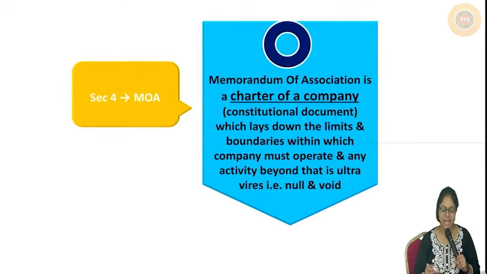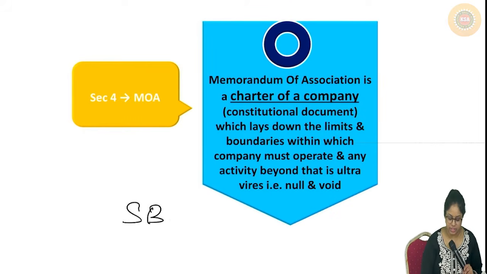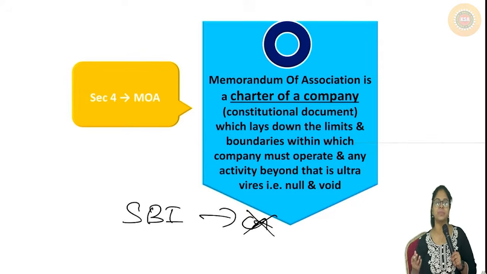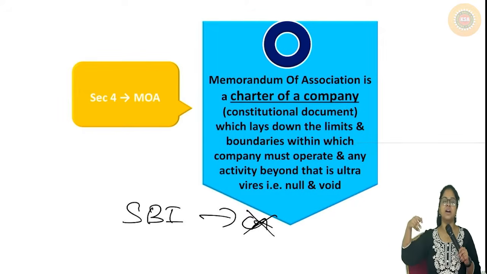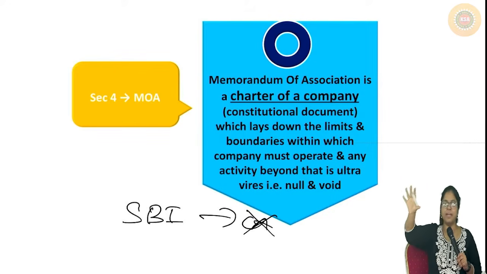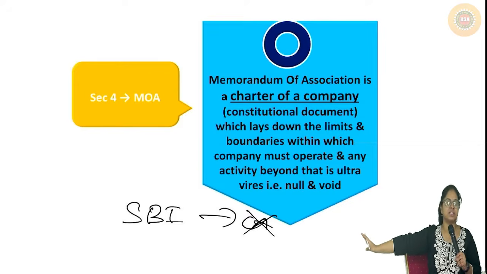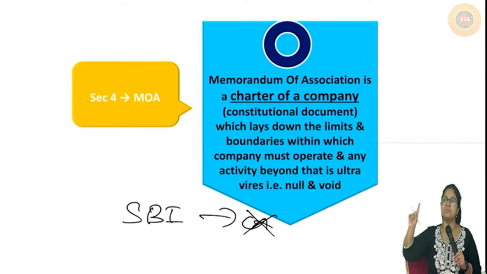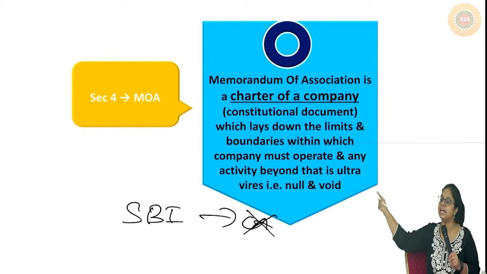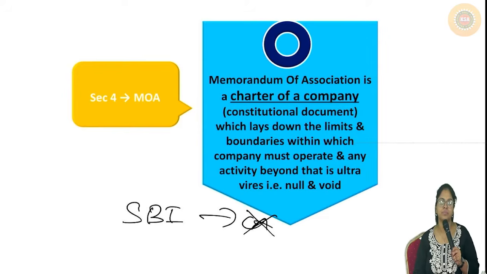No. Now, can SBI go and start teaching for CA? No, because their MOA would be written something like they will lend money to people, they will borrow money from people, they will invest in the money market, they will invest in the securities market. Whatever is related to banking services will be written. Only they can do that. If you do anything outside the scope of memorandum, it is called ultra vires.